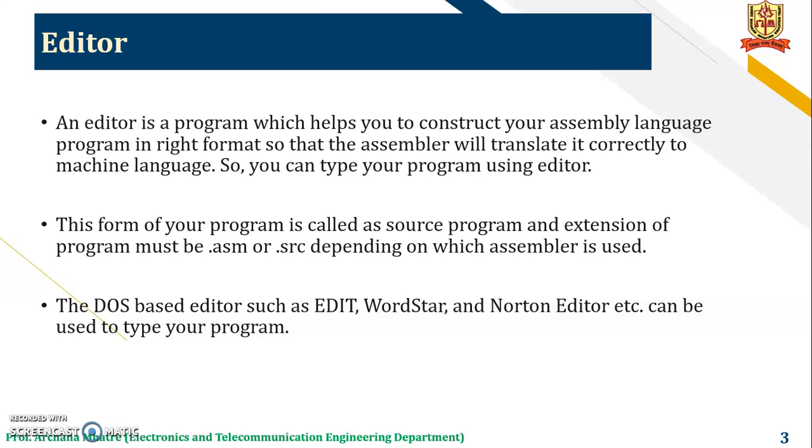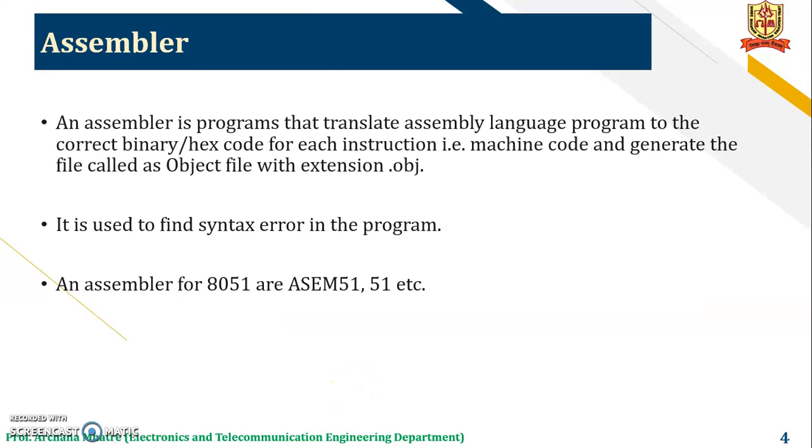Next is the assembler. An assembler is a program that translates the assembly language program to the correct binary or hex code for each instruction, that is machine code, and generates a file called the object file with extension .obj. It is also used to find syntax errors in the program.